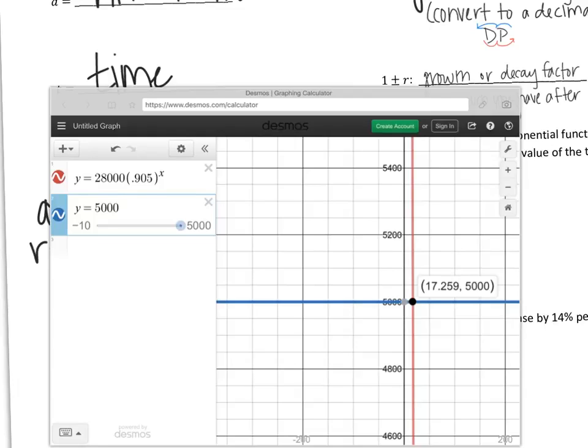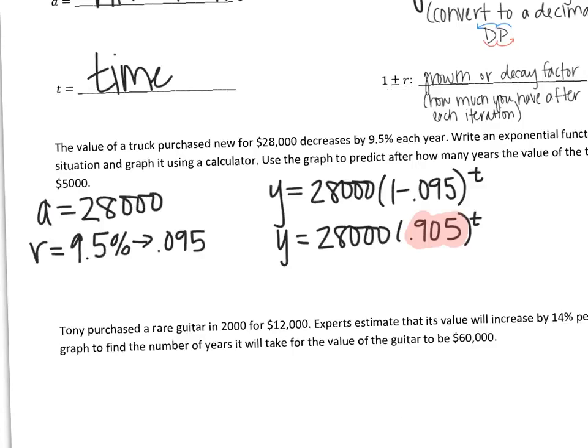So roughly, when will it be worth $5,000? Roughly a little bit after 17 years, or between 17 and 18 years. So I'm going to write that. I'm going to write between 17 and 18. There we go. Between 17 and 18 years.